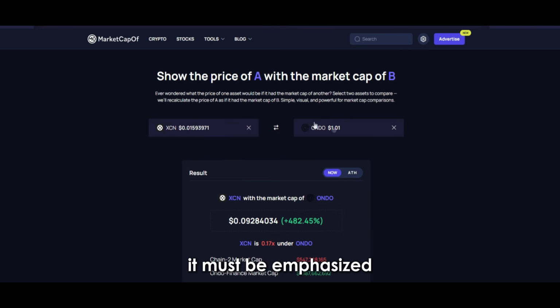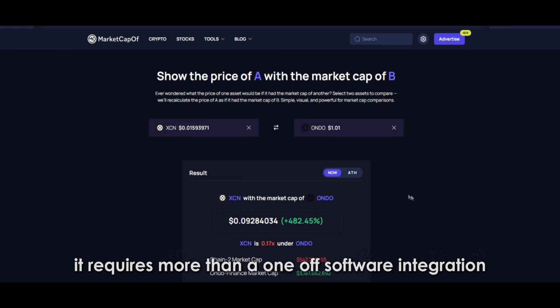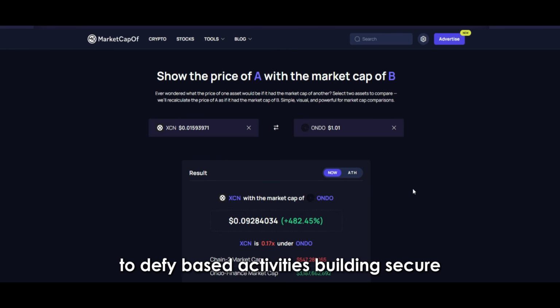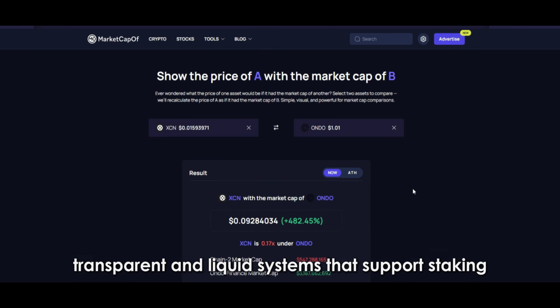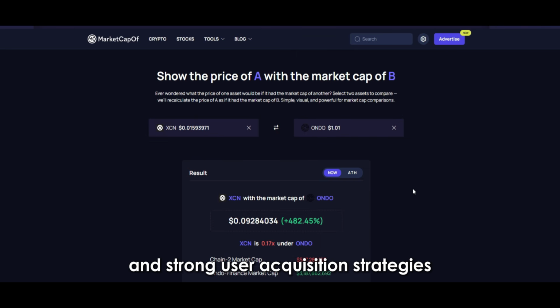It must be emphasized, for XCN to transform into a platform like OND, it requires more than a one-off software integration. It must fully open its platform infrastructure to DeFi-based activities, building secure, transparent, and liquid systems that support staking and collateral yield. These systems need to be audit-friendly, user-friendly, and reliable.